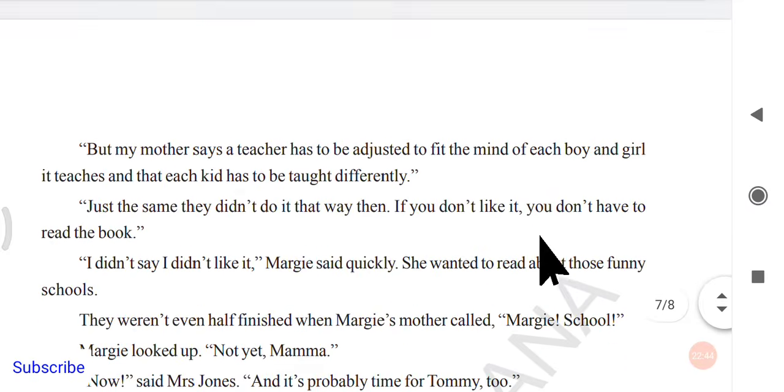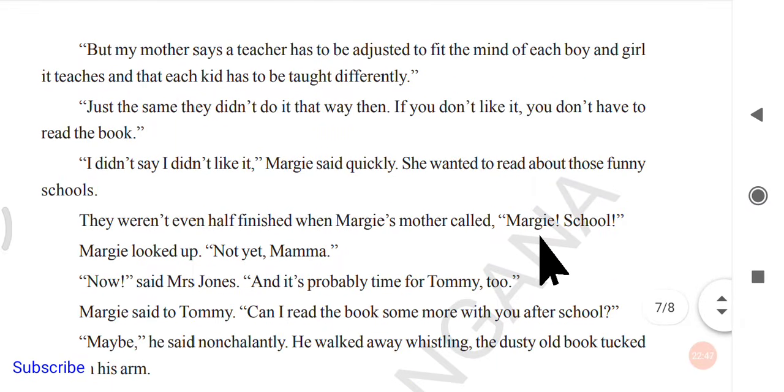Okay, yeah. But my mother says a teacher has to be adjusted to fit the mind of each boy and girl it teaches, and that each kid has to be taught differently. Just the same, they didn't do it that way then. If you don't like it, you don't have to read the book. I didn't say I didn't like it, Margie said quickly. She wanted to read about those funny schools.